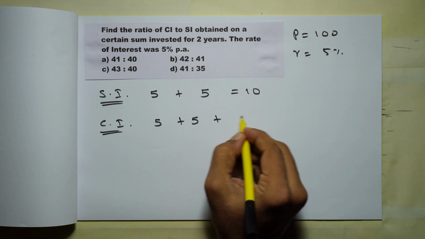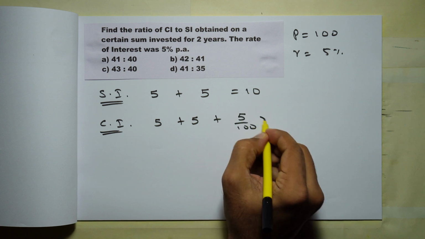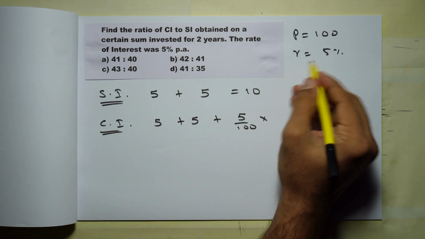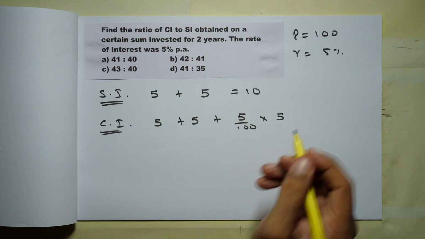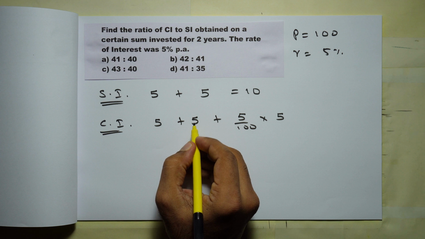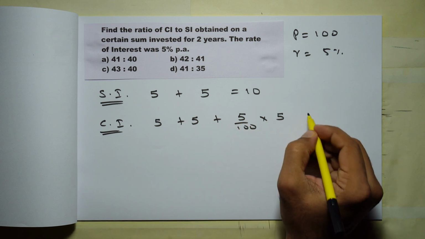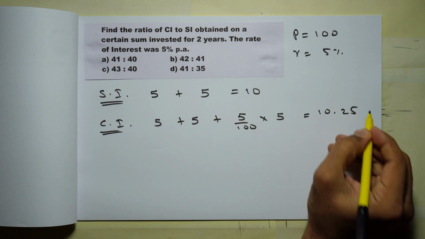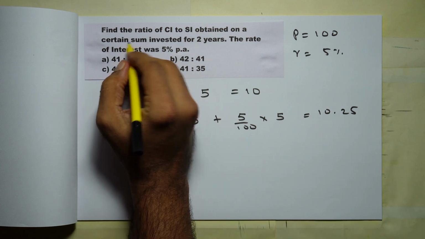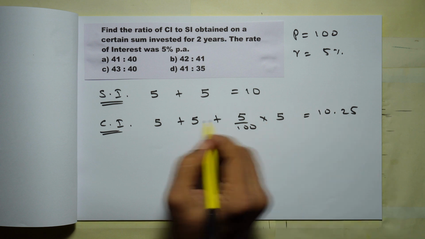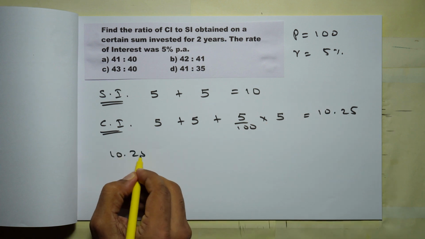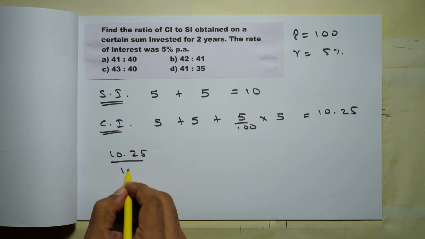And extra that you will be getting is R percentage of first year's interest. R is 5%. So 5% of this 5 also you will be getting. So 5 plus 5, 10. This is 0.25. So you will get it as 10.25. So the ratio of compound interest to simple interest for 2 years: the compound interest is 10.25 to simple interest is 10.